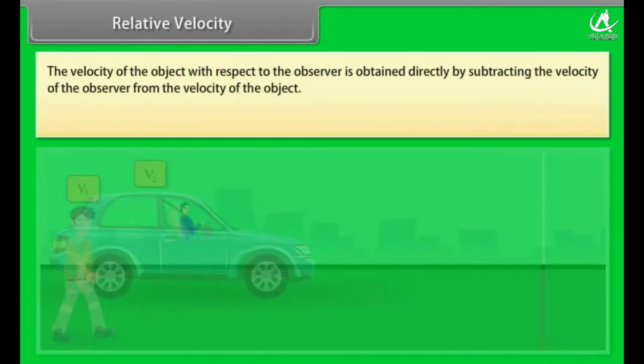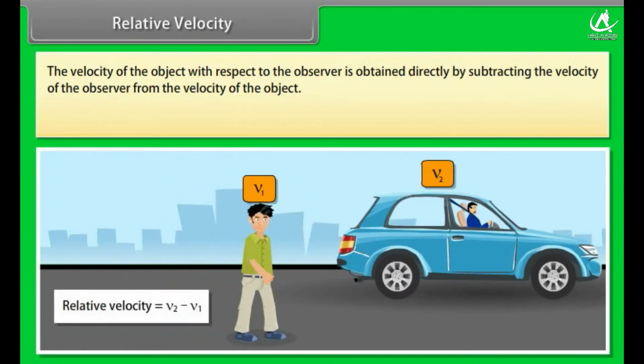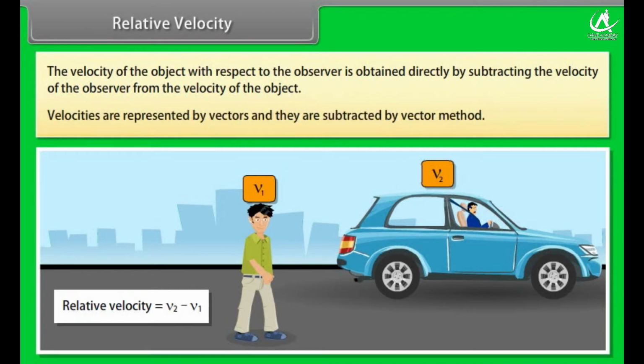Relative velocity. The velocity of the object with respect to the observer is obtained directly by subtracting the velocity of the observer from the velocity of the object. Velocities are represented by vectors and they are subtracted by vector method.